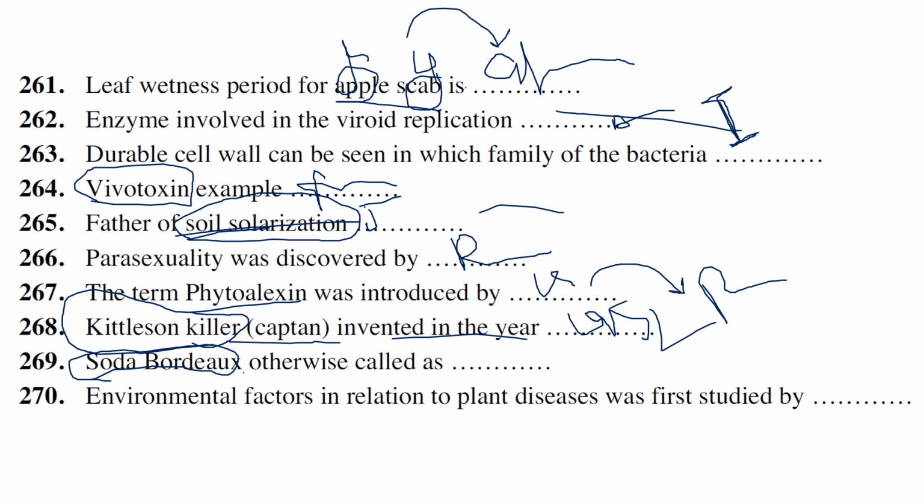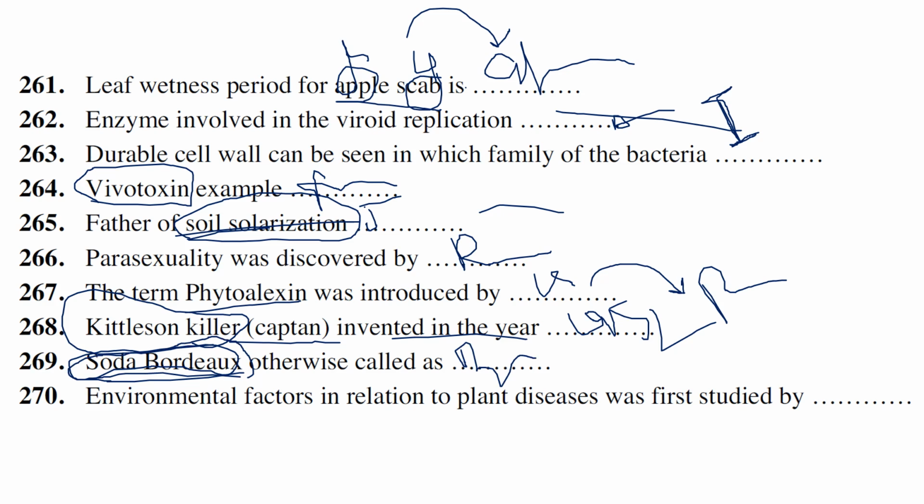Again in 2020 when this question was asked. Soda borax is otherwise called burgundy mixture. We can also call it Mason lime because it was developed by Mason in 1887. That's why it is known as Mason lime or soda borax or burgundy mixture.